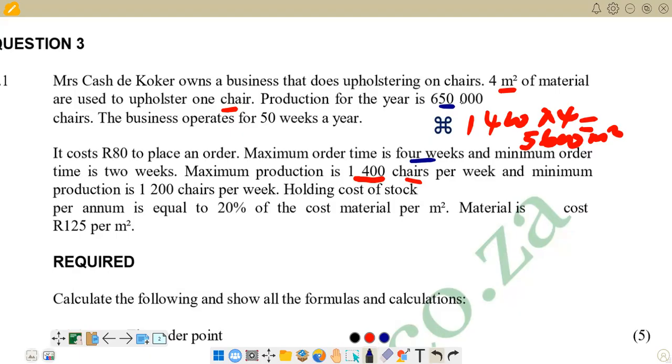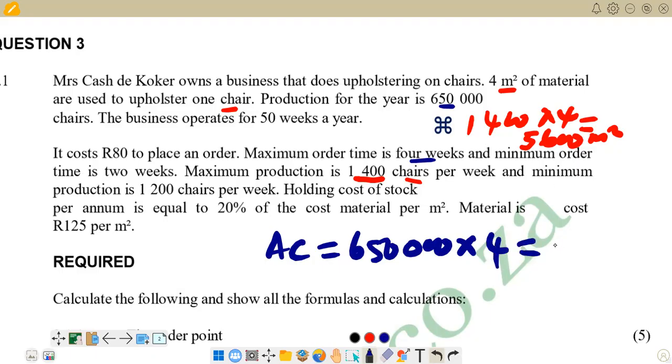But here we're given the shares, we need to convert it to meter squared, and we are told that each share got 4 meters squared. So for annual consumption, we say the total number of shares that we have annually, we multiply by the meter squared that we have per share, which is 4. If you multiply them, you are going to get 2,600,000 meter squared. So that's what we have in terms of annual consumption.